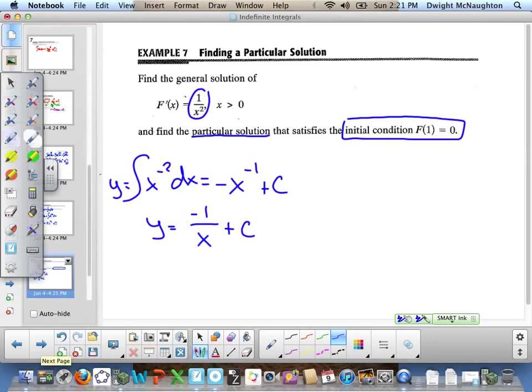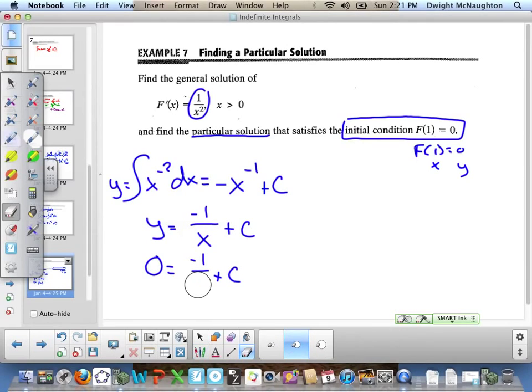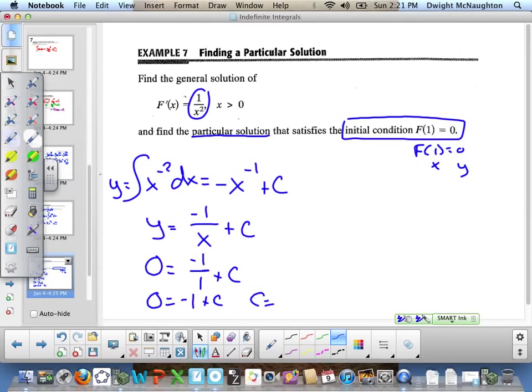Now our initial condition allows us to find that c. What this is saying, f of 1 equals 0. Let's say x equals 1, y equals 0. So we plug those in for x and y, and that'll allow you to find c. So in this case, c equals 1. So our particular solution after we solve for c is y equals negative 1 over x plus 1.